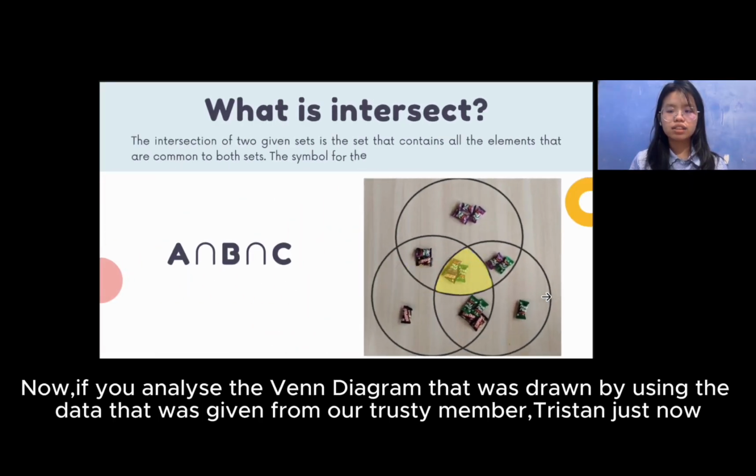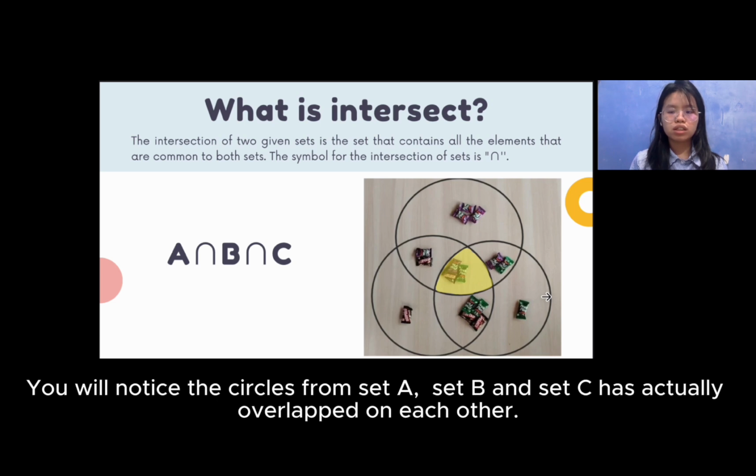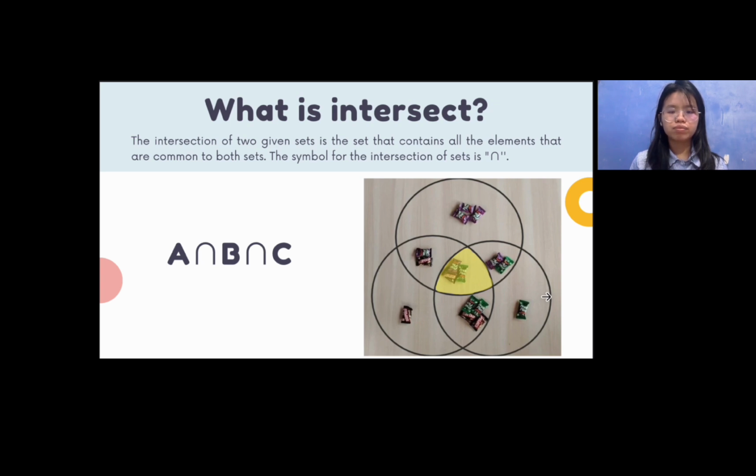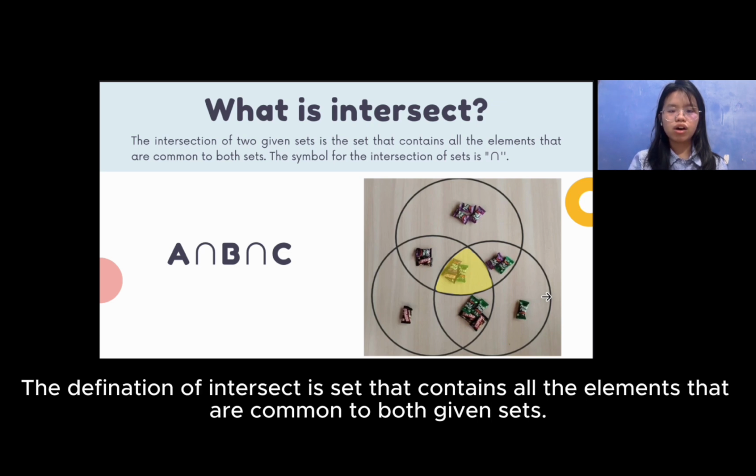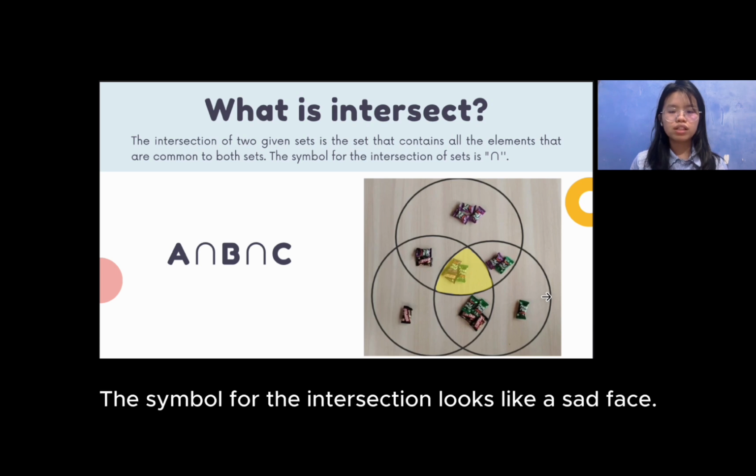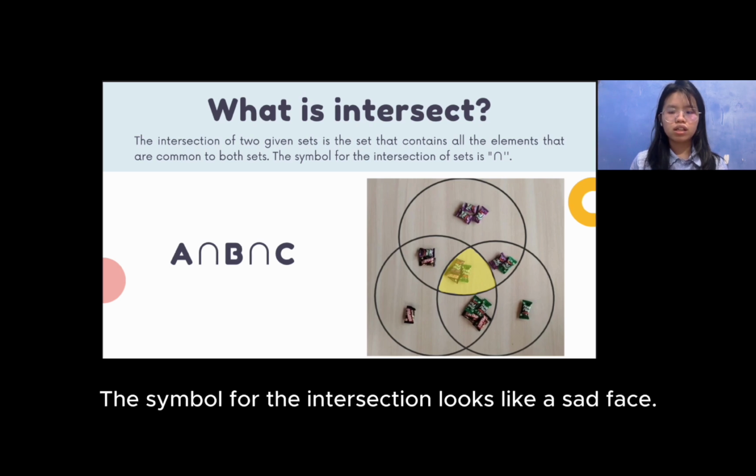Now, if you analyze the Venn diagram that was drawn using the data given by our teammate Tristan just now, you'll notice circles from set A, set B, and set C have overlapped on each other. This happens to be an intersect. The definition of intersect is that it contains all the elements that are common to both given sets. The symbol of intersection looks like a set face.